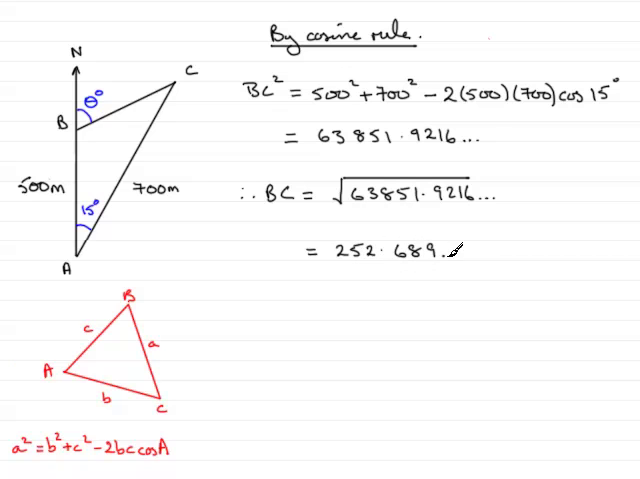And square rooting that on your calculator should give you 252.689 and so on. And we're asked to give the length of BC to three significant figures, so that would be 253. Don't forget the units, meters, and to quote three significant figures, 3SF for short. Okay, so that brings us to the end of that part of the question.